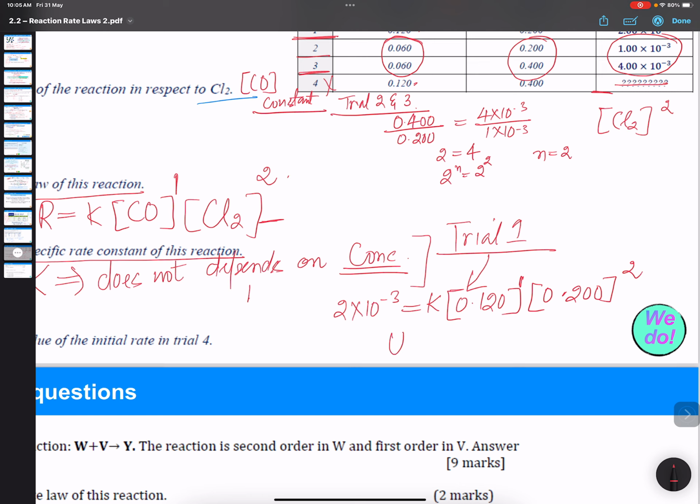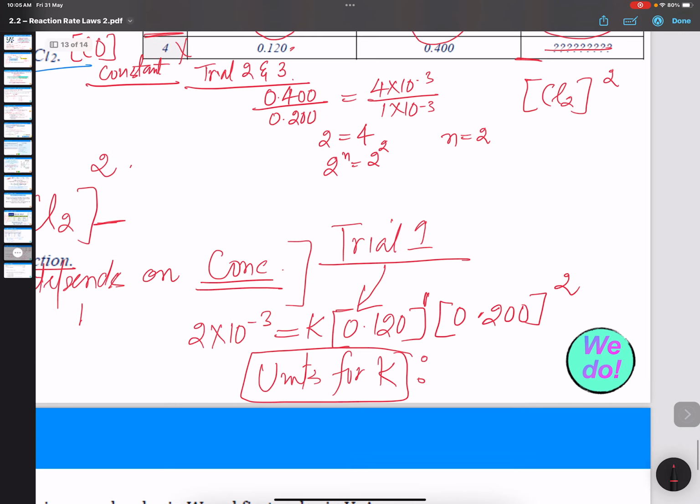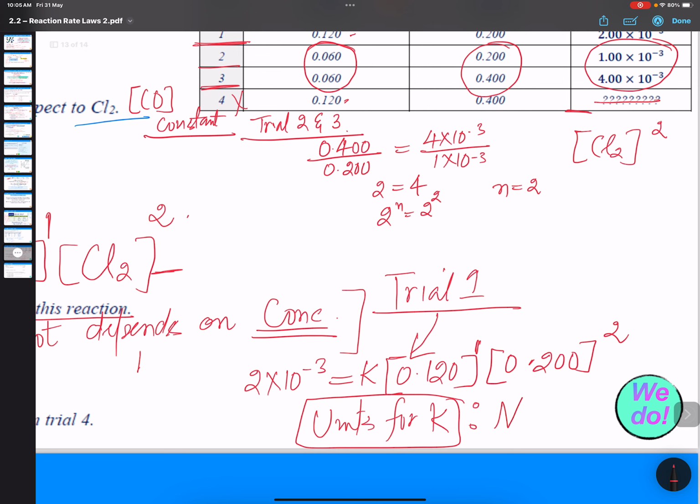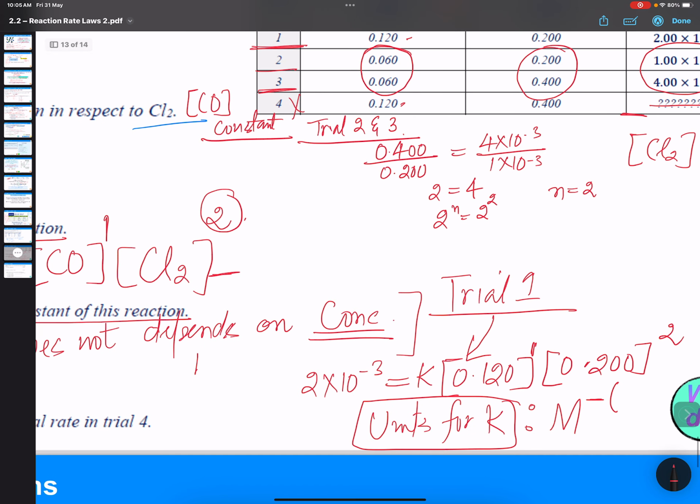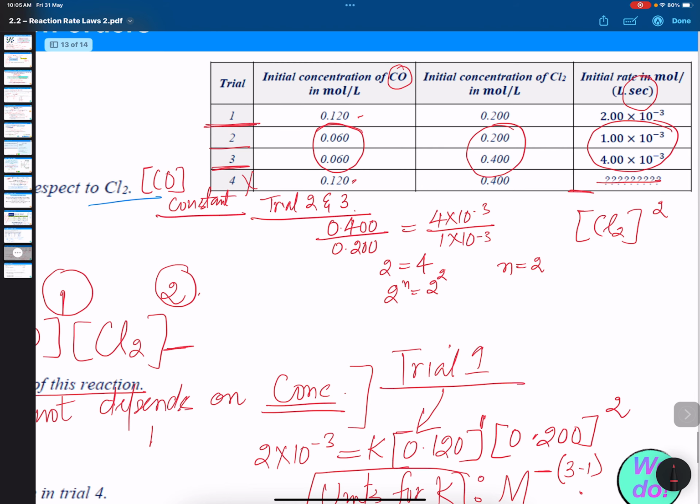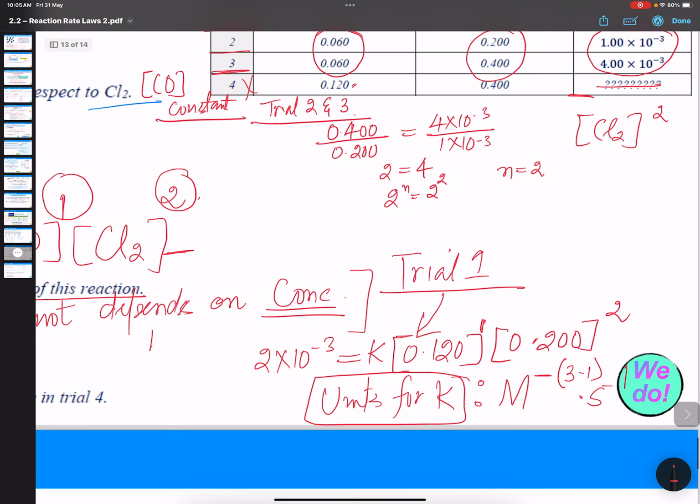Units are important. Units for K is important. So how will you derive that? Use the formula. What was the formula? M raised to minus (overall order minus 1). What is the overall order here? 2 plus 1, 3, minus 1. And you can have the unit of time now, second inverse. So M minus 2 second inverse, and you will get your answer.